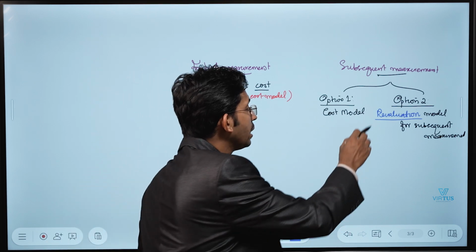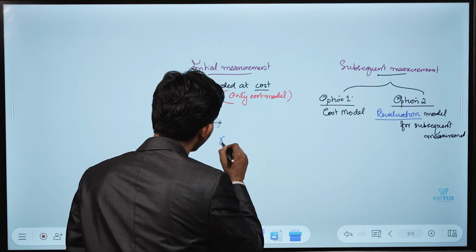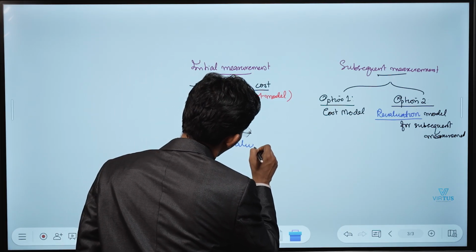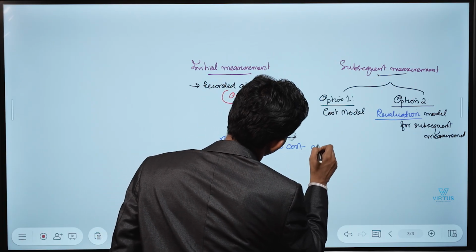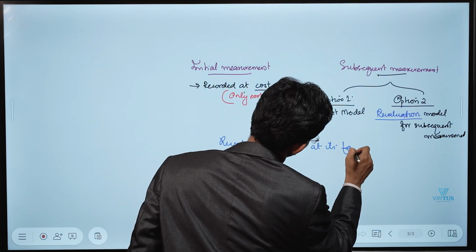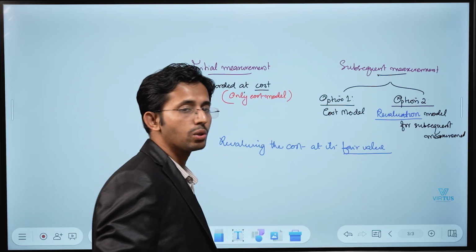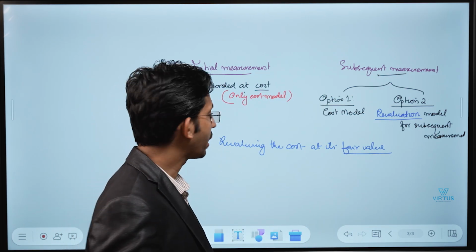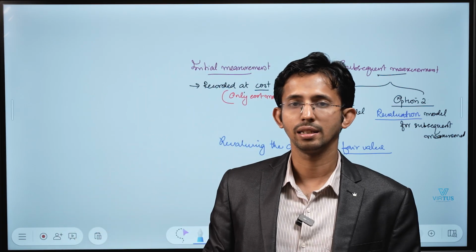But when you come to revaluation, what do you do? You are revaluing the cost at its fair value. Revaluing the cost at its fair value. That is what is known as revaluation model. Okay, so cost model is one and revaluation model is second.